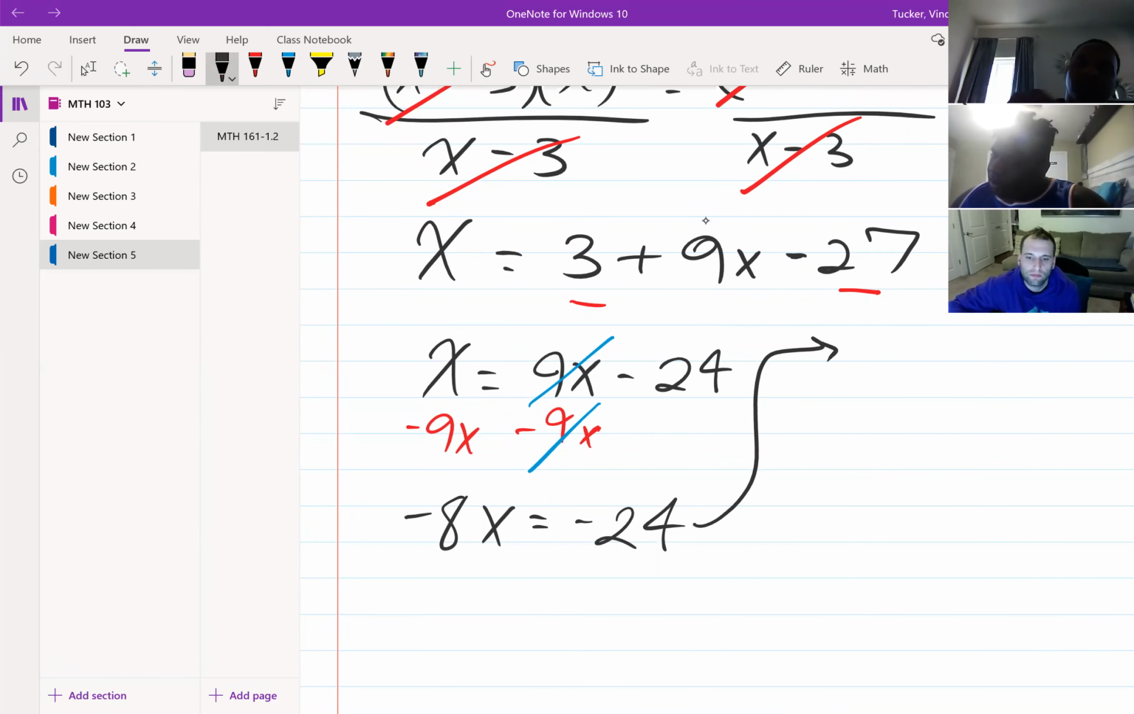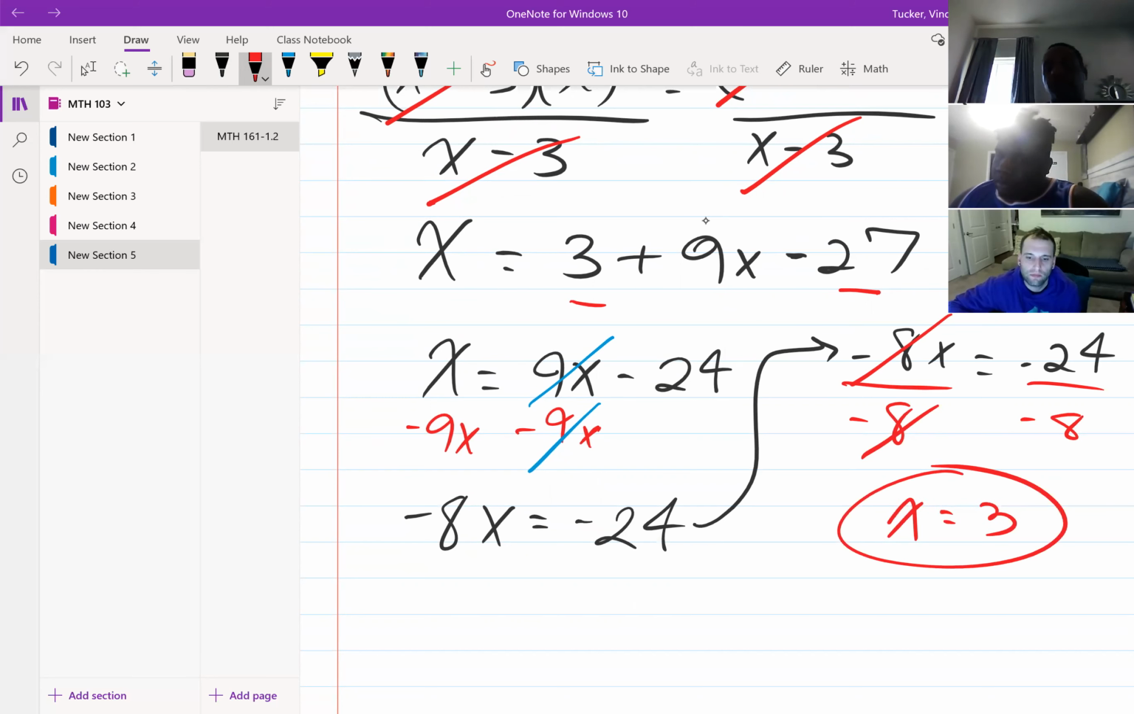And now I can finish it off by dividing both sides by negative 8. All right, so before we go any further, questions. Now, we're almost finished with this one.